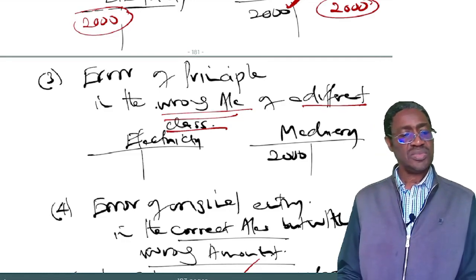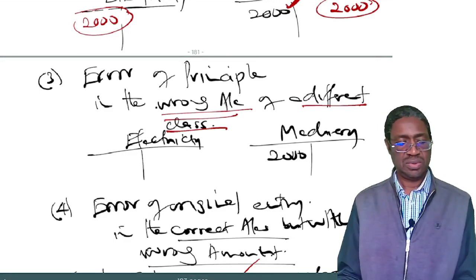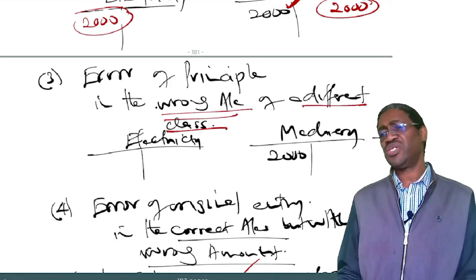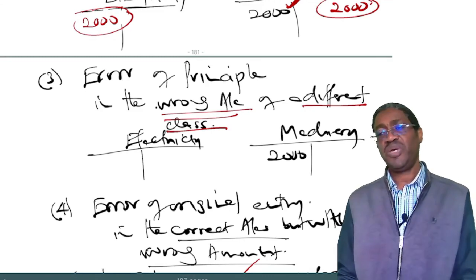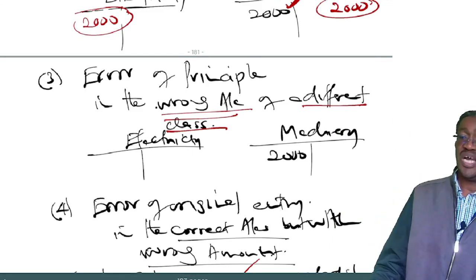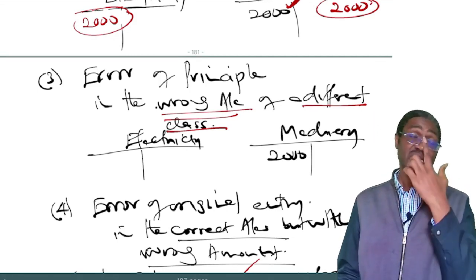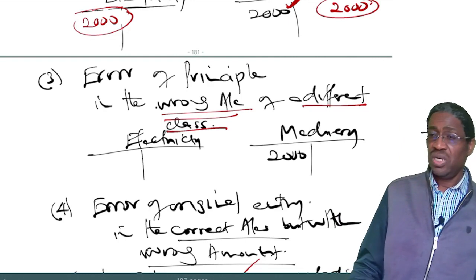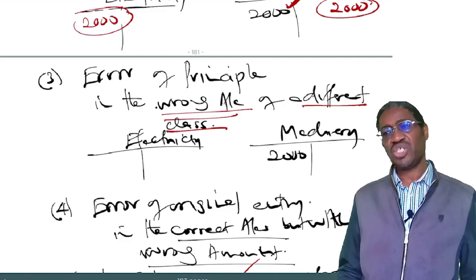E.g., paid electricity shillings 2,000, but the amount being debited in the machinery account.